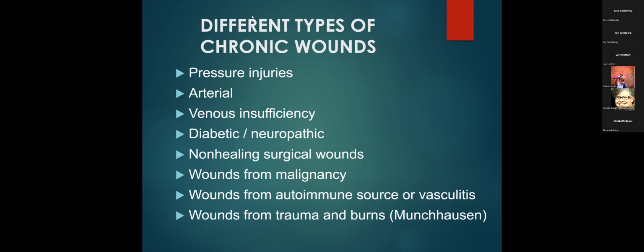So there's different types of chronic wounds. There's what we're talking about today, which are pressure injuries, but there also are arterial insufficiency wounds, venous insufficiency wounds, as well as diabetic and neuropathic wounds, non-healing surgical wounds, wounds from malignancies and metastases, autoimmune and vasculitic wounds, and then wounds from trauma and burns. And I included the concept of Munchausen, where these are individuals that create injuries to their skin and integument. Next slide, please.